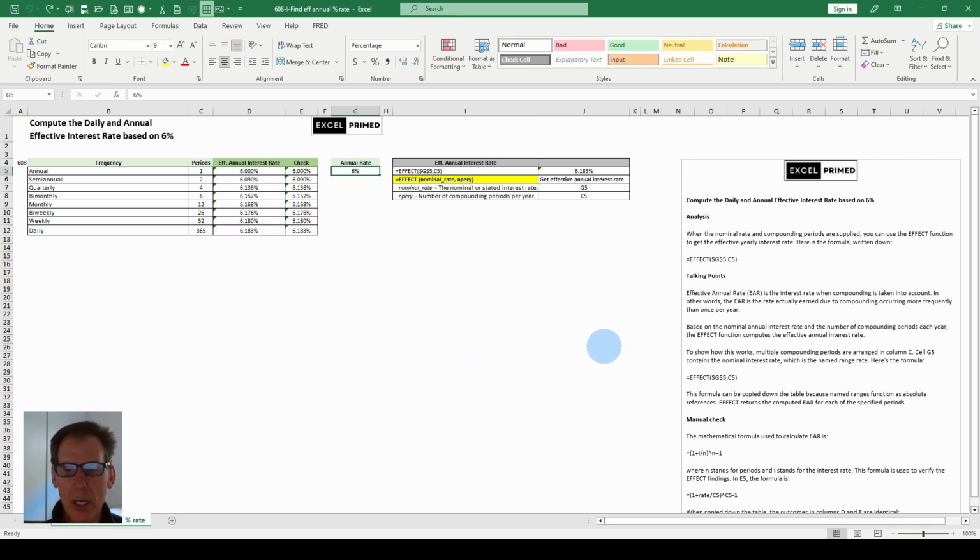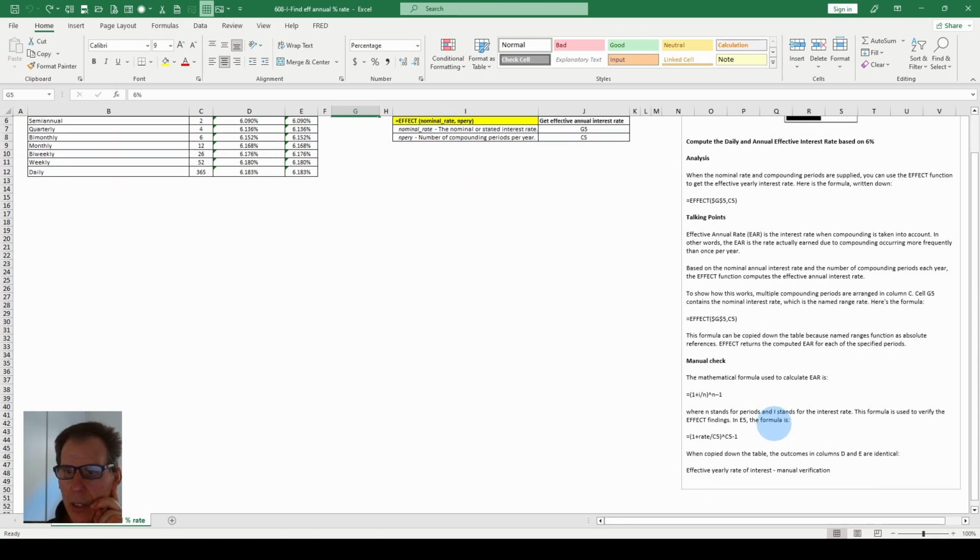Back to the subject at hand. To show how this works, multiple compounding periods are arranged in column C. Cell G5 contains the nominal interest rate, which is the named range rate. There's no named range in this one. Here's the formula: EFFECT(G5, C5). What's C5? Periods. That's it.